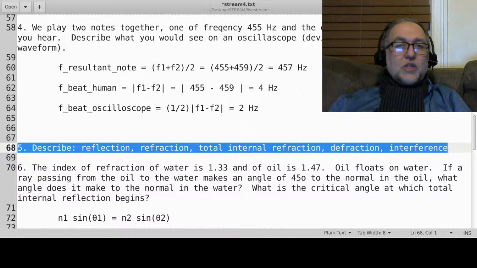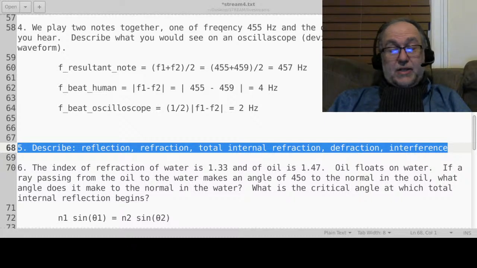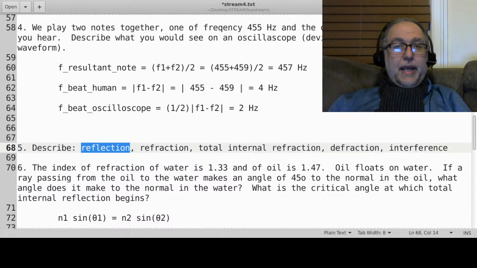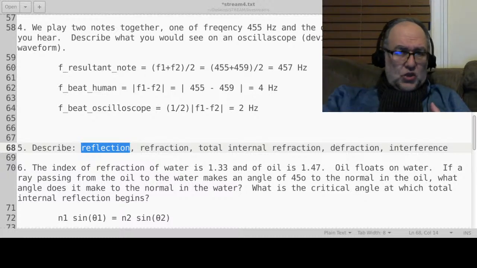Question number 5 is just a description of some phenomena that waves exhibit, and you should know what these are. It's just a verbal description. So what are those phenomena? One of them is reflection, and that's pretty easy. If you've got a ray, and remember the ray is the line that traces out the direction in which the wave fronts move, when it reflects, the incident angle is equal to the reflected angle. That's it. There's nothing very deep about reflection. We didn't even do any problems about it. You just need to know that the incident angle is equal to the reflected angle.